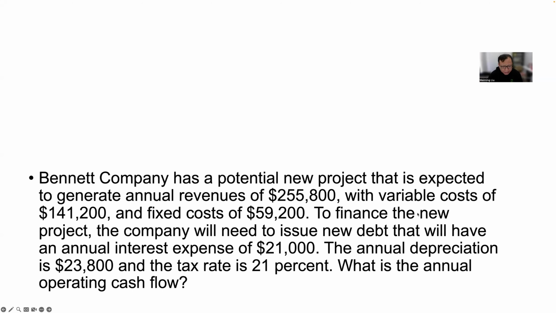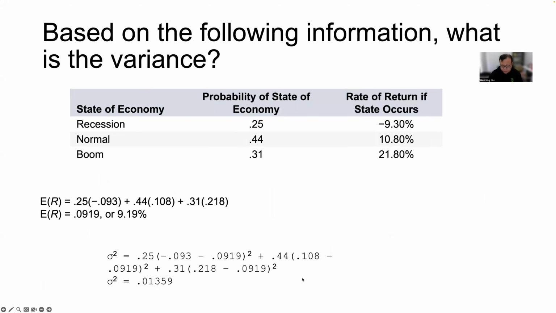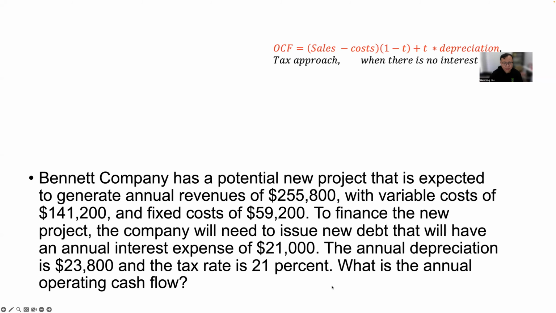In this case, you have the revenue and the cost information, including the variable cost and the fixed cost. You also know the interest expense and the annual depreciation. The tax rate is 21%. What is the annual cash flow? We are using the tax approach.